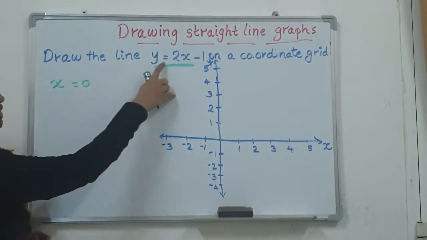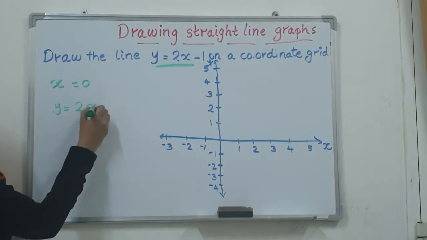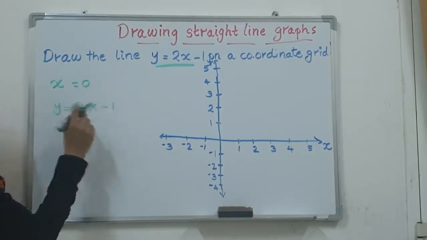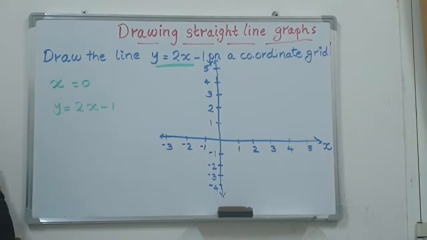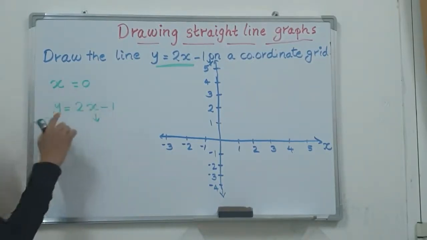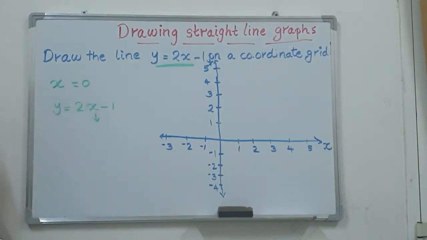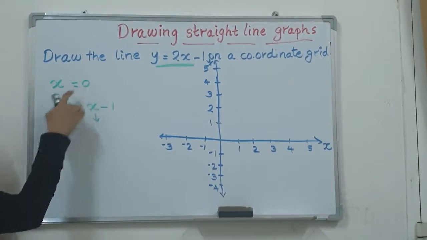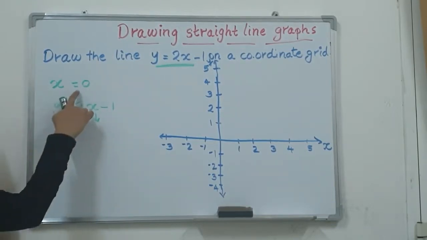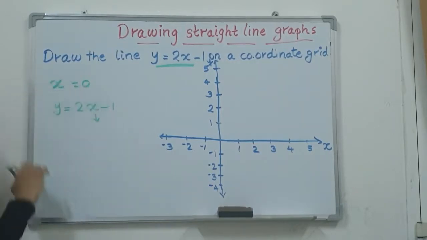The given equation of the straight line is y equals 2x minus 1. I choose the value of x which is equal to 0. To get the value of y, you just substitute the value of x as 0. What does 2x mean? 2x means 2 multiplied by x. And what is the value we have taken here? It's 0. We can choose any value for x. I am choosing 0 as an example.